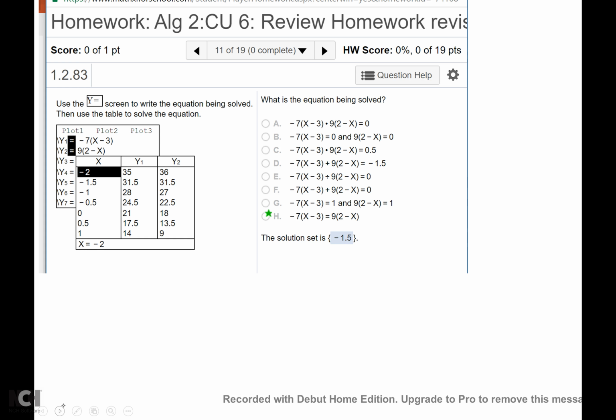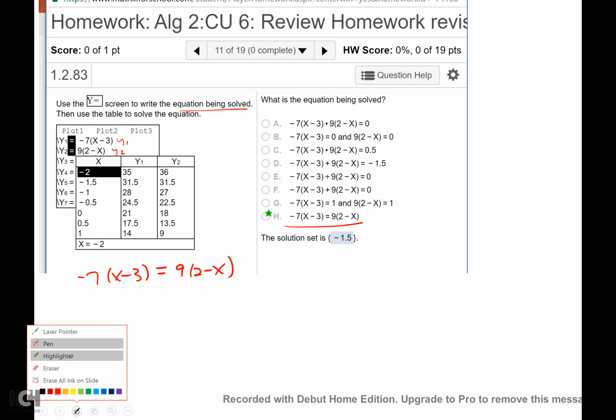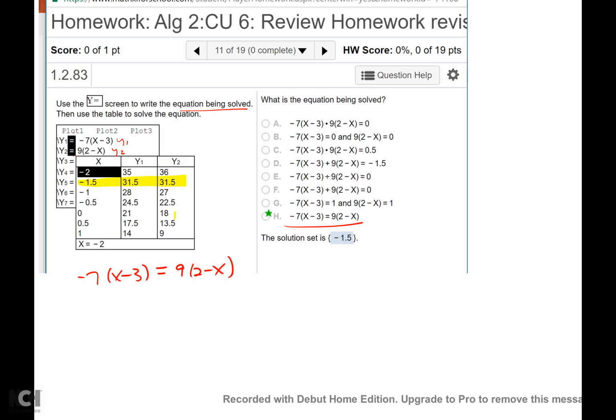Okay, this one says write the equation being solved. Well, remember, this was your y1, this was your y2, and when you do this, you're trying to figure out when they're equal. So the equation that they're trying to solve is y1 equals y2. Now, to solve it, you're looking for y coordinates that match. Nope, nope, nope, nope, yep. So my solution has to be, since those y's match, x equals negative 1.5.